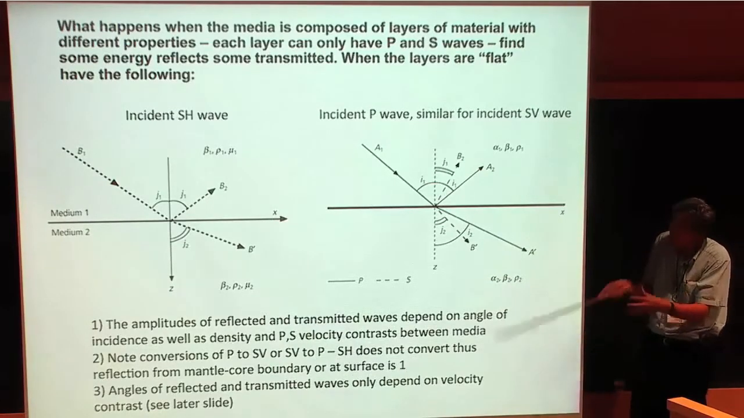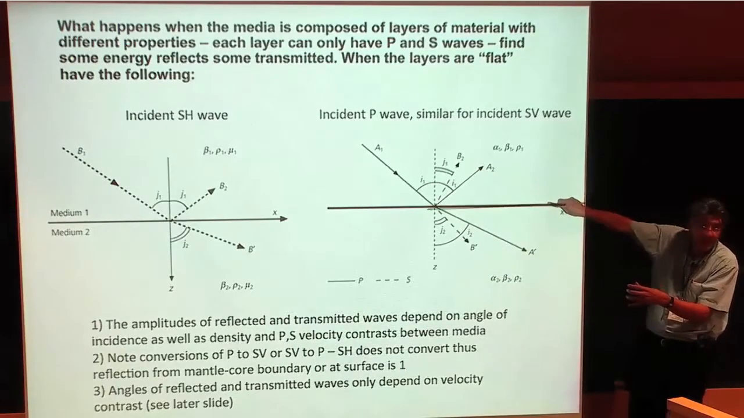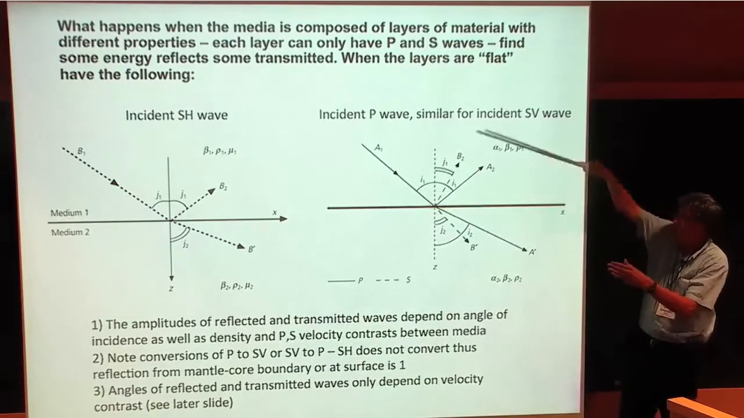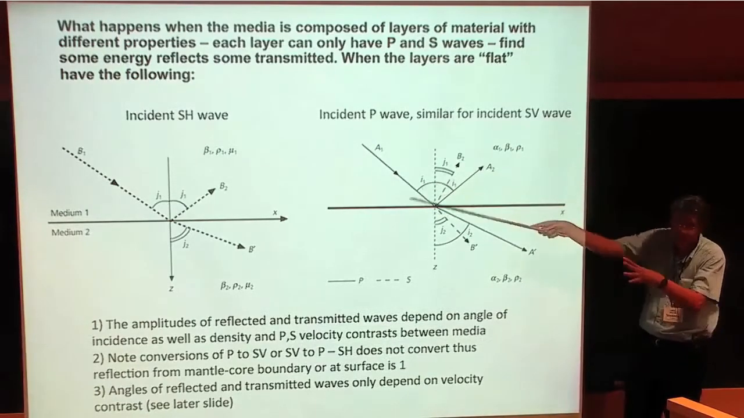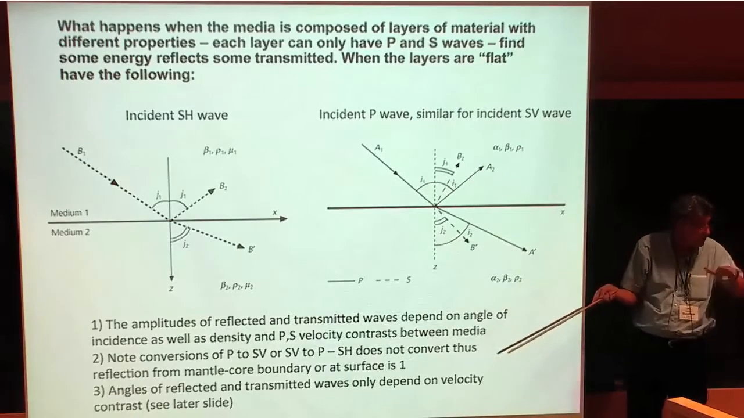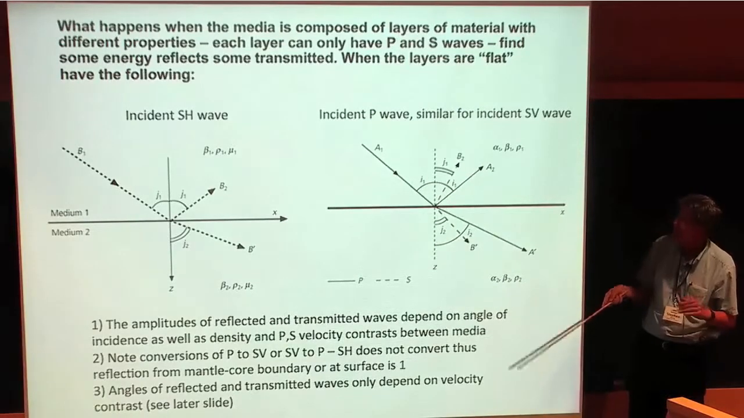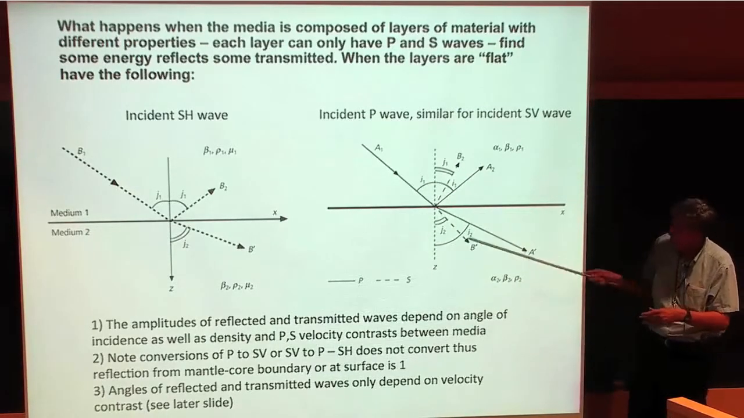This is true for flat layers. If the boundary was tilting or something like that, then the SH would be just as complicated. But because we assume flat layers, the SH-SV idea is because of this difference, basically.